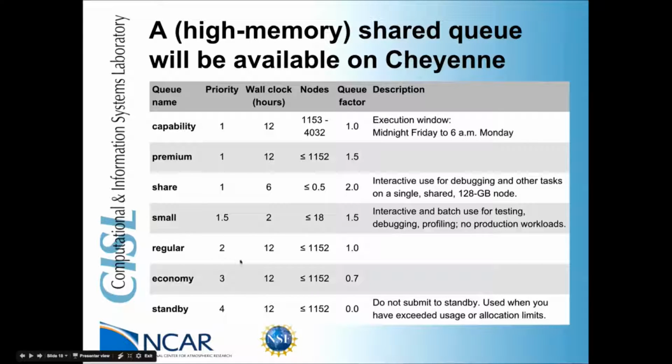There's also economy. If you don't need your job right away, it has a lower priority and a lower queue factor, so you get charged a little bit less, but it'll take longer for your jobs to get through the queue. Then there's a standby queue, which you shouldn't directly submit to, but you can see it in the queue listing. That's used when you've exceeded your allocation. We still allow you to submit a job, but it goes into the standby queue, which basically means it could theoretically run if there's a real lull in jobs on the machine, but it's generally just a waiting place until your allocation is back in good standing.